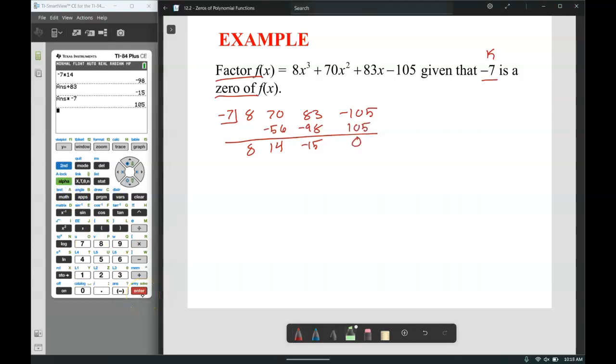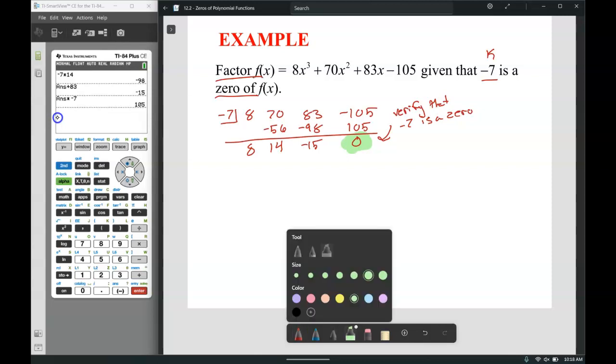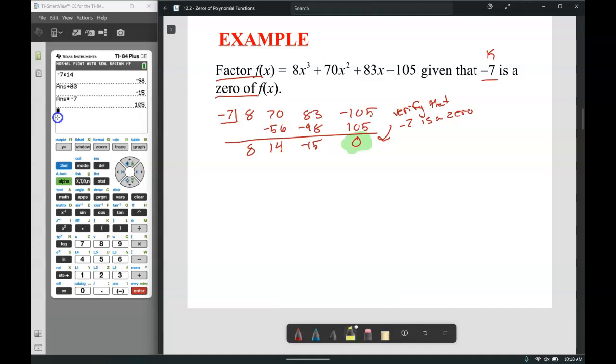We know we have to get this remainder of 0, which is really helpful that we did get the remainder of 0. We know that our answer is correct. We know that -7 is a 0, which they've already told us. But more importantly, what this does is it gives us a quotient. And this quotient right here is 8x squared plus 14x minus 15.